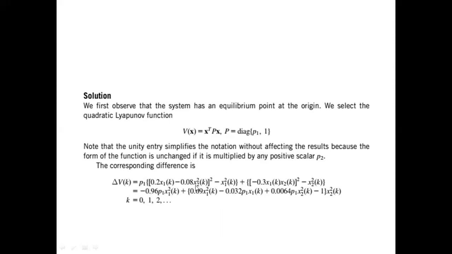Okay, now see, if this del V of k becomes negative, then this system will be stable. If it is not negative, then it is unstable.